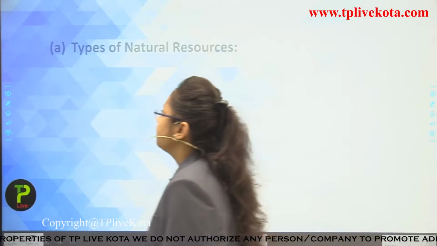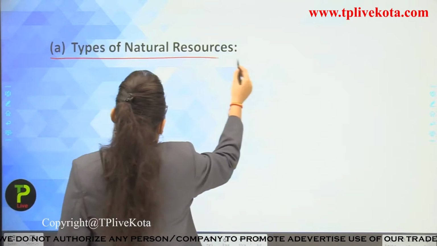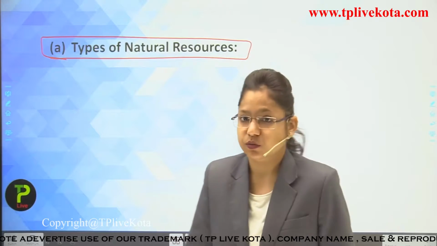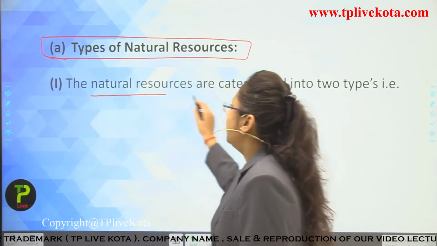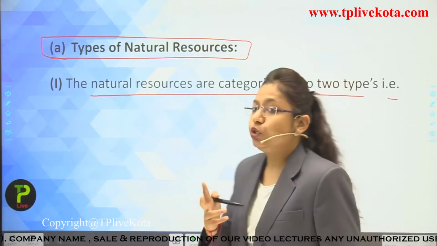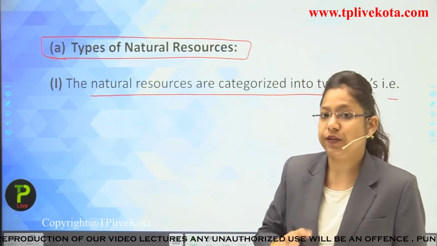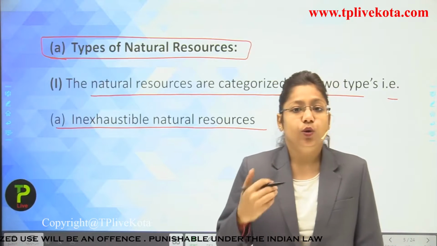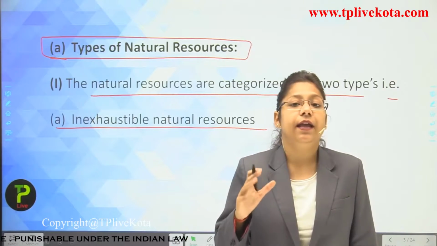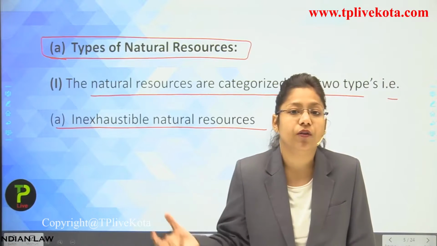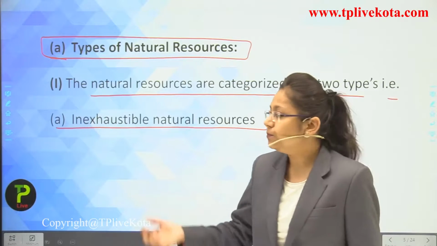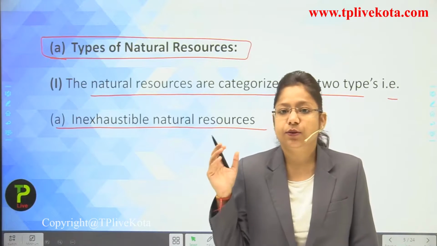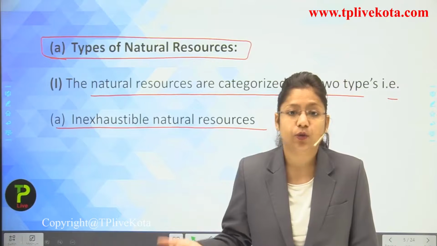Okay students, now we are going to learn about the types of natural resources. What are the types of natural resources? So let us see. The natural resources are categorized into two types. First is inexhaustible natural resource. Those resources which cannot get exhausted even after overuse are counted under inexhaustible natural resource, like sunlight, air, soil. They will not get exhausted even after their overuse.